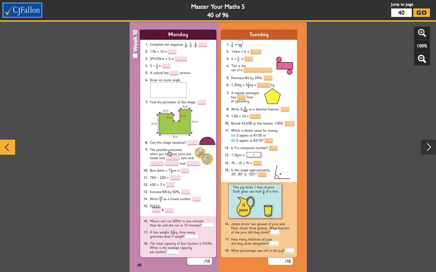Number 9. The possible outcomes when you toss 2 coins are heads and what? Tails and what? And then your third option, if you're tossing 2 coins.